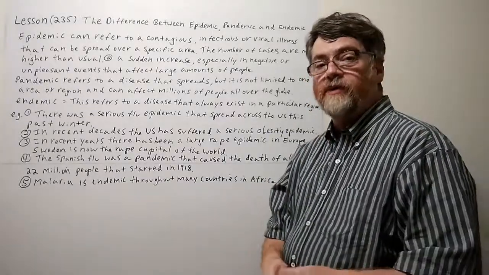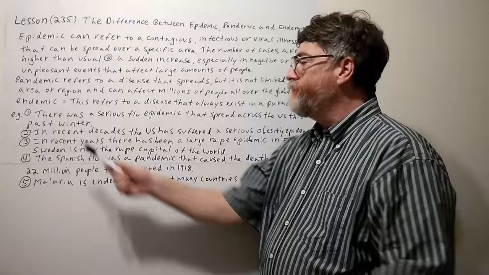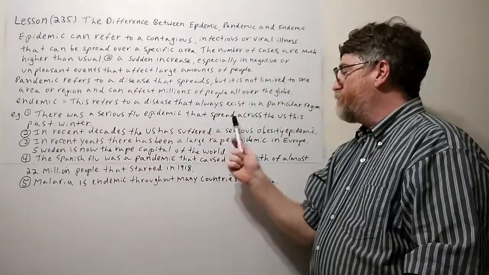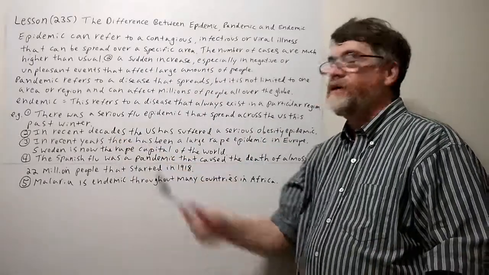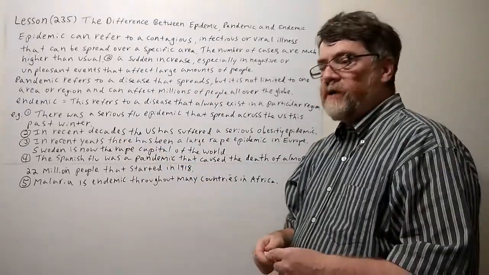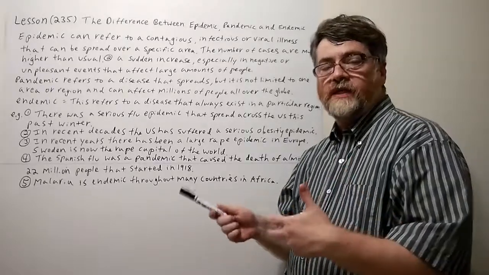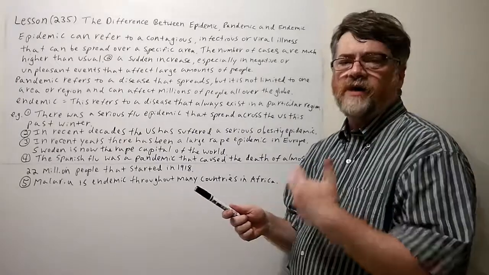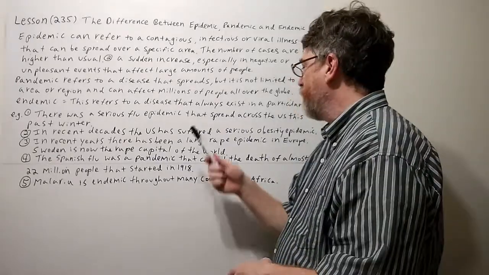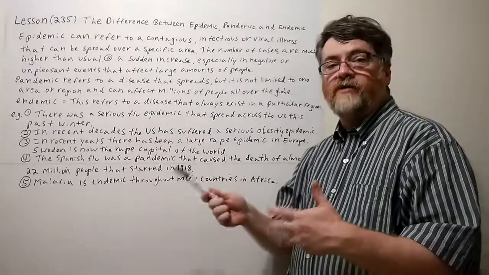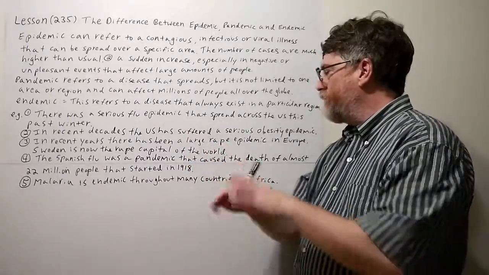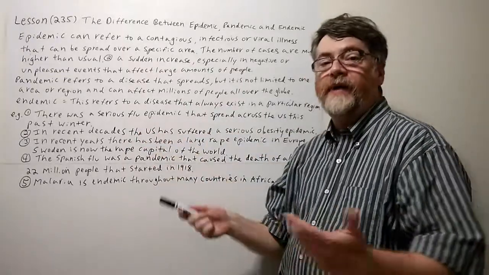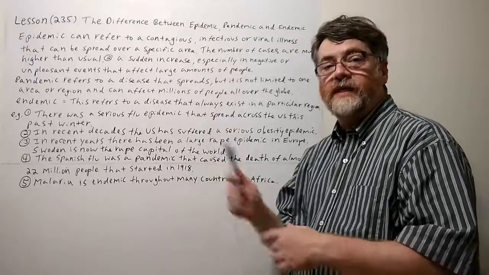All right, so let's look at the examples. Example number one: There was a serious flu epidemic that spread across the U.S. this past winter. Luckily flu is not that big, but it was a much more serious flu season than usual. People caught it more. I think maybe even more people might have died from it. You don't usually have that many people dying from the flu. So it was a much larger increase than usual. But again, it was probably mostly around the U.S., so it was kind of a limited area. So here it's an epidemic, and this one is related to a disease.